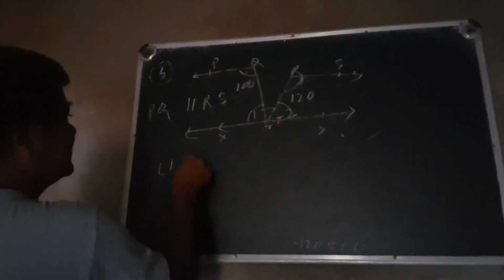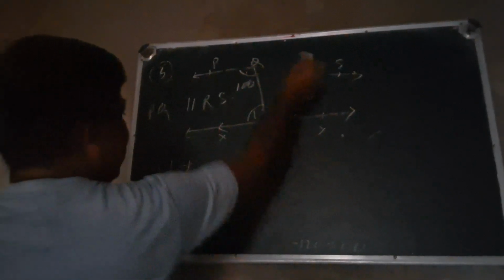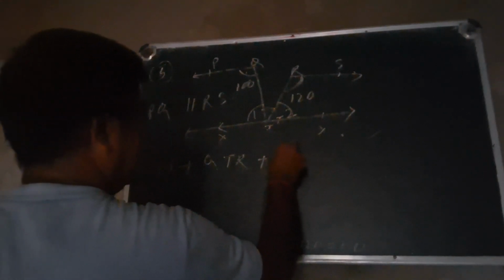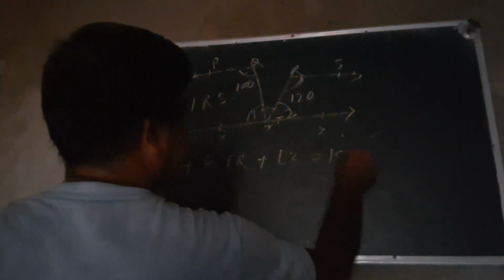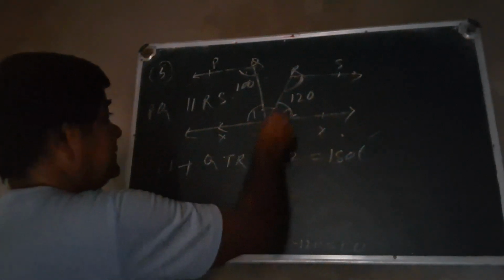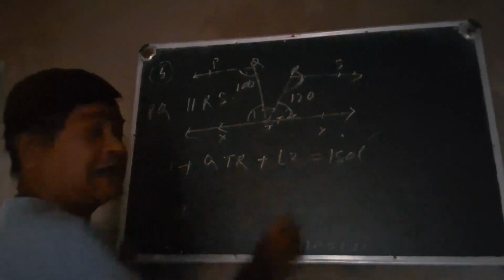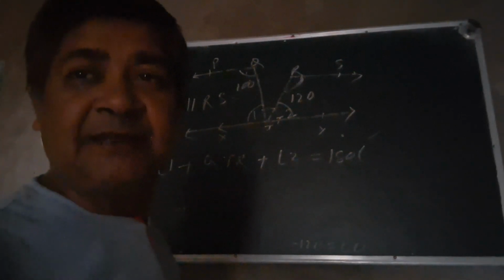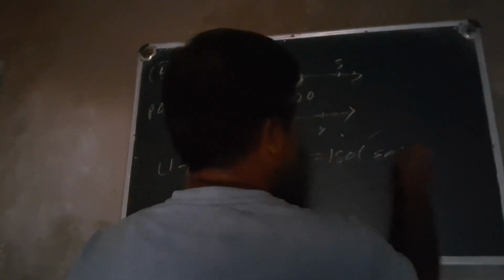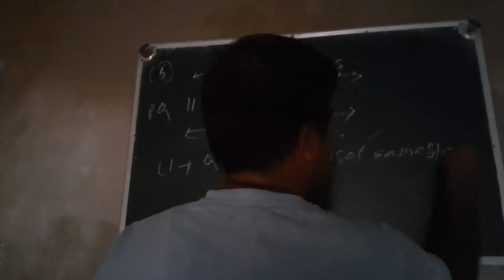Angle 1 plus QPR plus angle 2 equal to 180. All three angles lie on the same straight line. All three angles are on the same straight line. Straight angle. Same straight line.